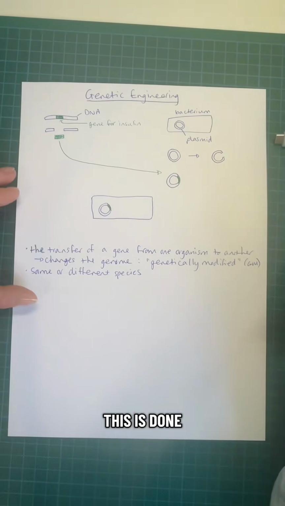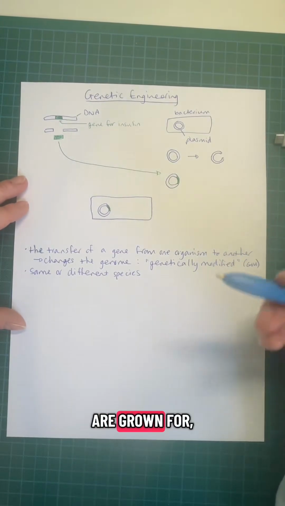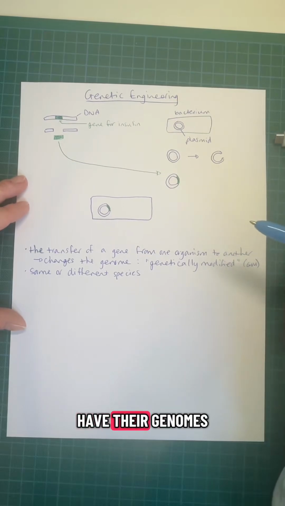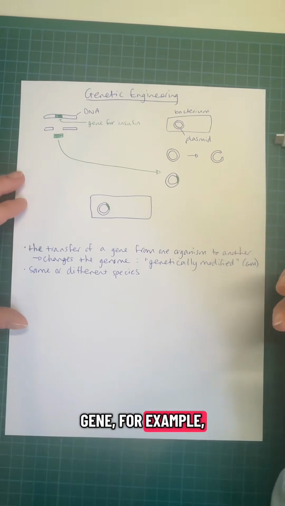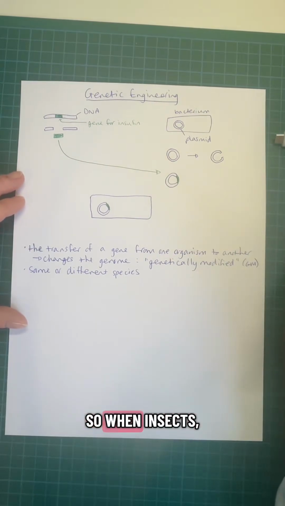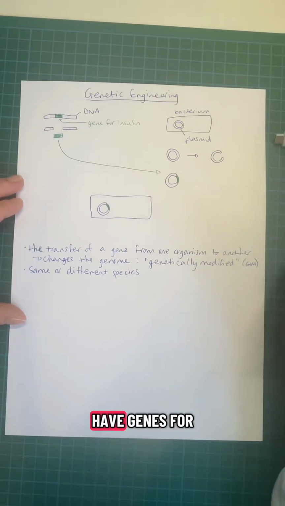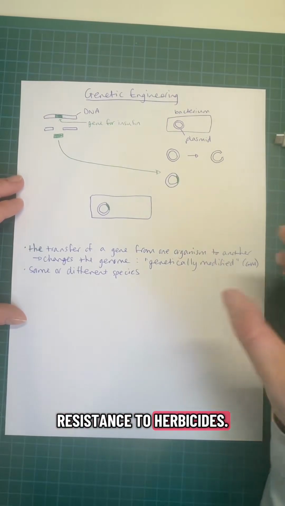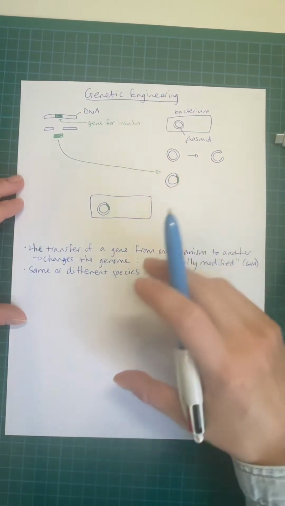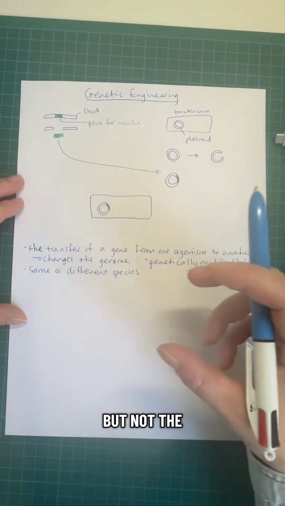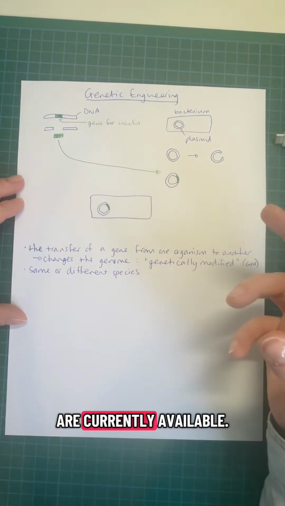For example, this is done a lot with crops. So crops that are grown for food can have their genomes modified to have a gene, for example, that kills pests. So when insects, for example, try and feed on the crop, they get killed. It can also have genes for resistance to herbicides. So a farmer can spray an entire field with a herbicide. It would kill the weeds, but not the crops. So there's all sorts of different GM crops that are currently available.